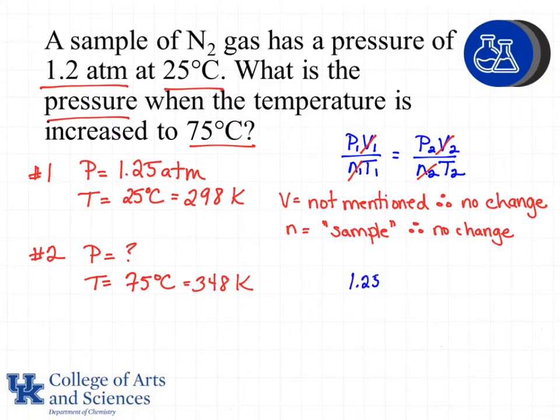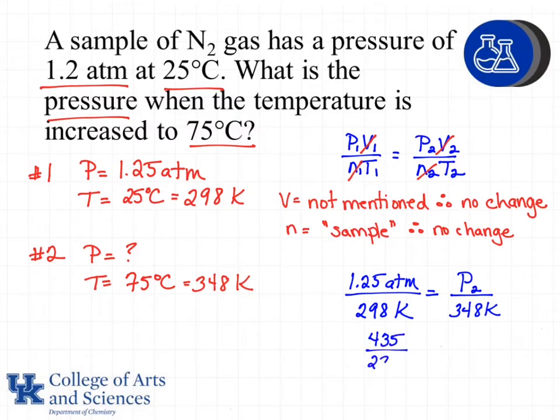We can plug in our values, and we get 1.25 atmospheres over 298 Kelvin equal to our pressure 2, which is our unknown, over 348 Kelvin. We multiply both sides by 348 and we get 435 over 298. We do our division and we get P2 is equal to 1.46 atmospheres.